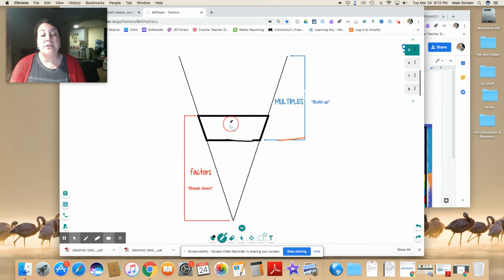Okay, so let's work with the number 6. First we're going to think of what are the factors of 6? What are different ways that I can make number 6? So factors. How can I make 6? It's got to be multiplication, right? So something times something equals 6.